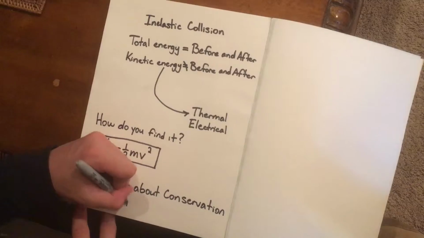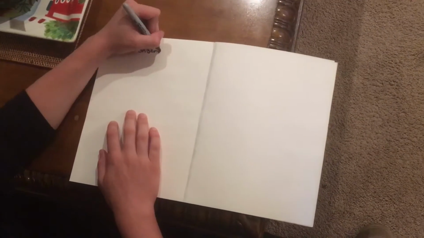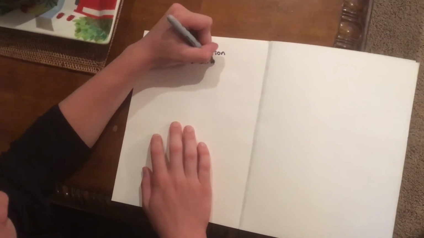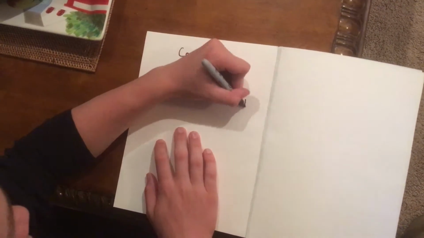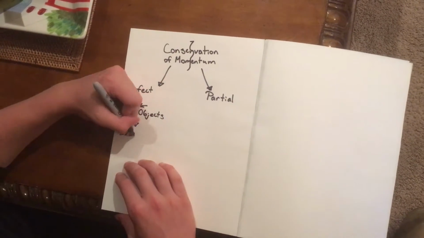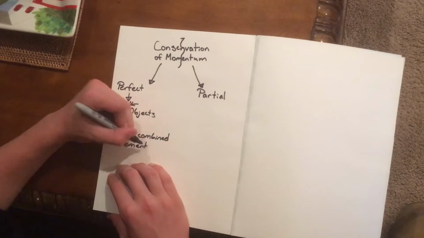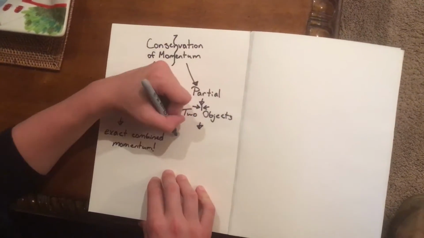Well, what about conservation of momentum? Conservation of momentum is split into two different parts: perfect conservation and partial conservation. With a perfect conservation, the two objects that collide will have the exact combined momentum when they do collide. A partial is only having a part of that momentum when they collide.